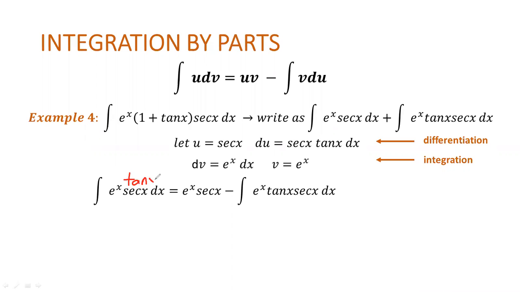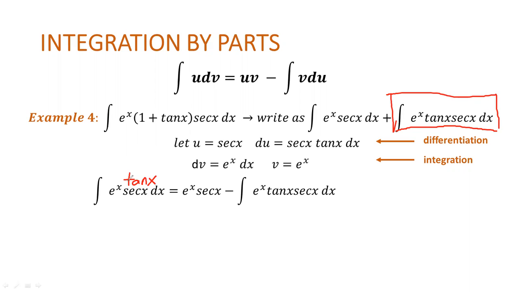This integral is e to the x tangent of x secant of x dx. You use integration by parts in here. You did integration by parts first in here. The reason why the u was selected to be secant of x is so that your du will be this remaining expression here, tangent of x secant of x. The dv is e raised to x dx, and it will yield this one.